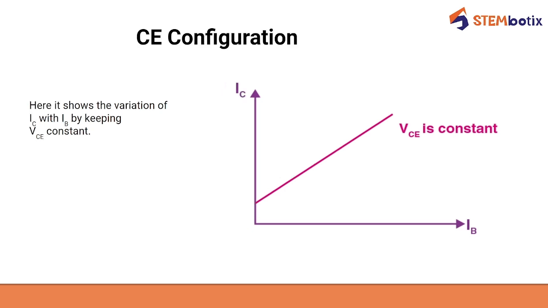Now in the common emitter configuration, while keeping the collector emitter voltage constant, it gives you a graph of the change in IC with change in IB. So here it shows the variation of IC with IB by keeping VCE constant.